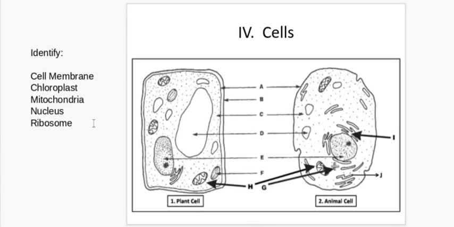How about the chloroplast? Now the chloroplast makes sugar. It's only found in plant cells. So we're going to look for something only in plant cells. Well, it's right there. It's kind of oval, just like the mitochondrion. So how do you tell the difference? The mitochondrion is squiggly and the chloroplast tends to have discs or lines.